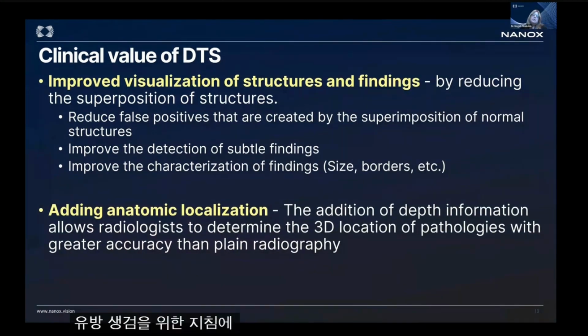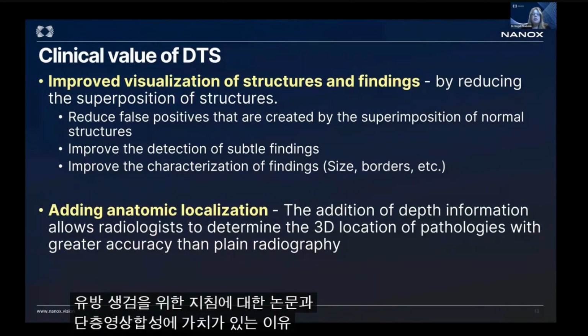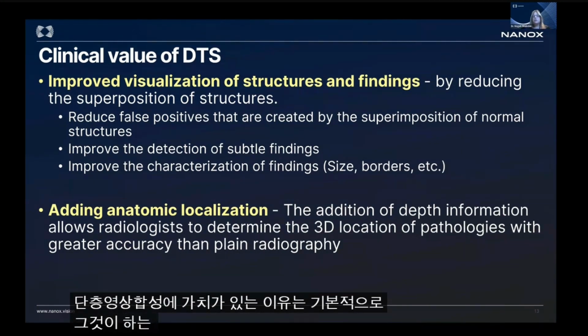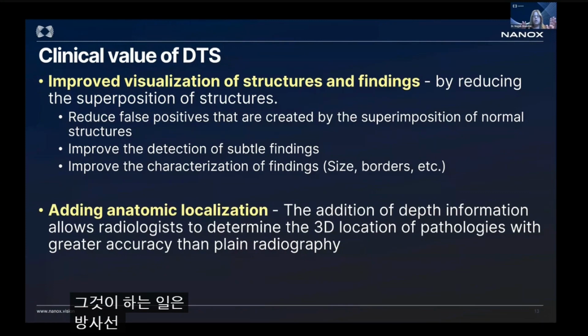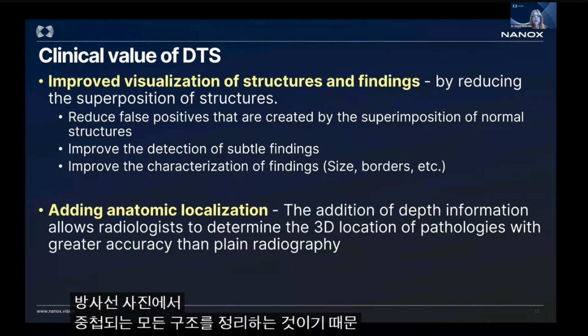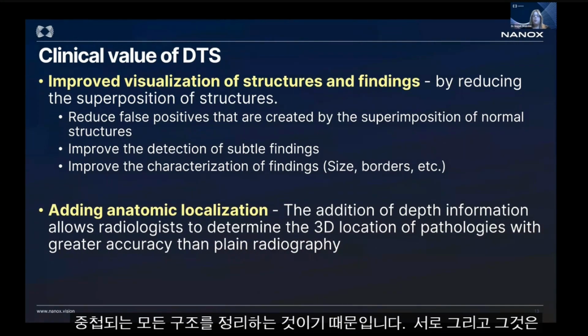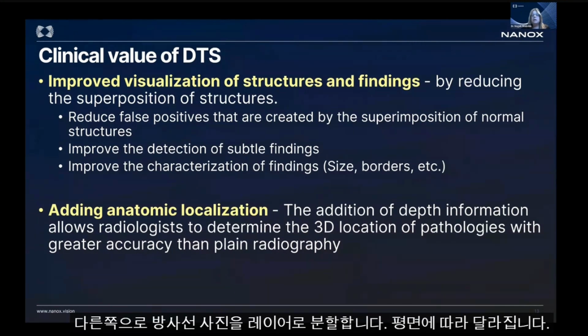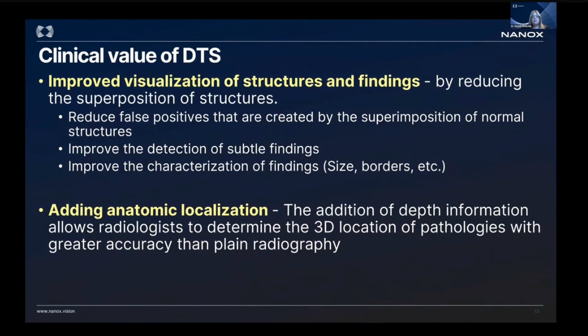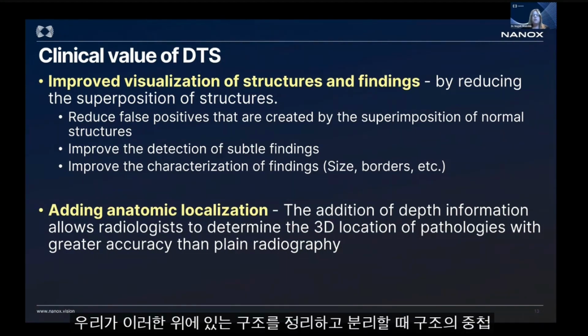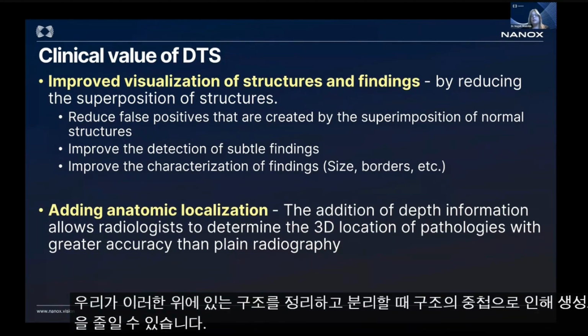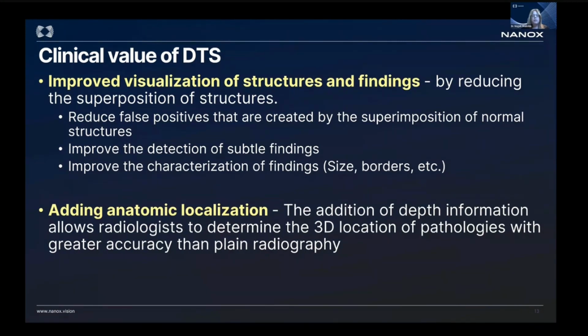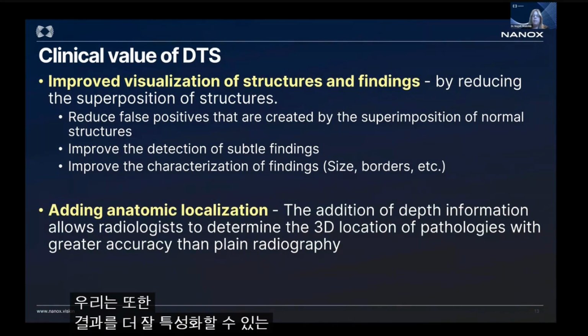And why is there a value to tomosynthesis? Because basically what it does, it declutters all those structures that in a radiograph are superimposed on each other, and it splits the radiographs to layers from either anterior to posterior or from one side to the other. It depends on the plane. And when we unclutter and separate these overlying structures, we can reduce false positives that are created because of that superimposition of structures, and we can also see some findings that were actually obscured by those overlying structures.